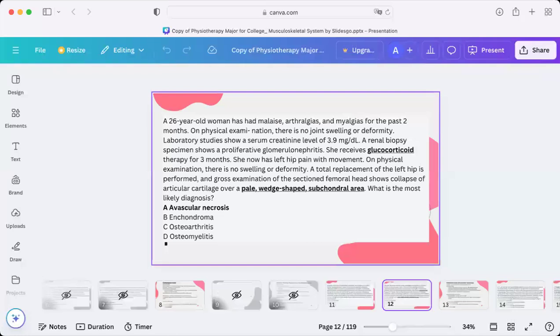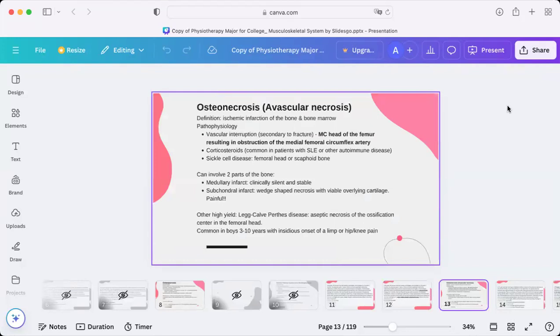Good job. I see one good answer. Correct. Perfect, guys. You're doing great. You're doing amazing. So yeah, we have osteonecrosis or avascular necrosis.